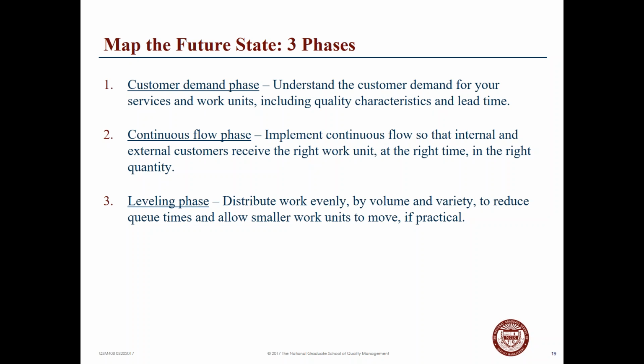Leveling distributes work evenly by volume and variety to reduce the queue time and allows small work units to move if practical. So leveling just means you're leveling the process. You want to make sure that you don't have a subset of the process that is slowing the process down. It's very common in manufacturing operations. If you have a sub process that is a bottleneck, then often what we look at is whether or not we can duplicate that sub process to thereby increase the throughput so that we can keep the line running in an effective manner.